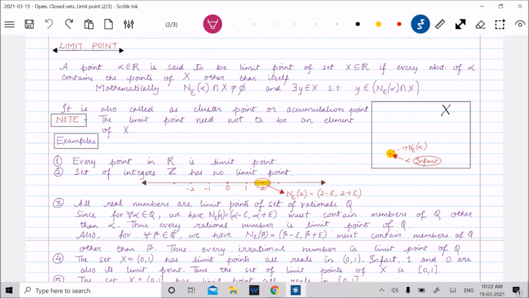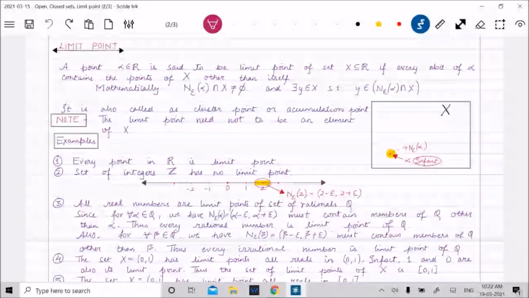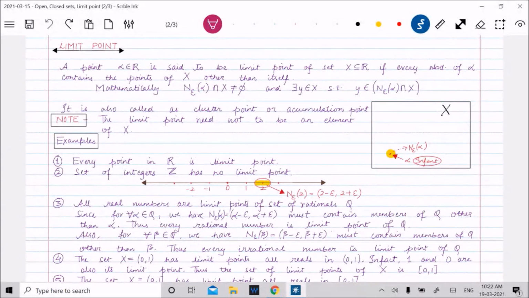Now we'll talk about the set of rationals. That is very important, and that will give you a clue that a limit point may actually lie outside the set. It's not always the case that a limit point resides inside the set. No, they may lie outside the set. A limit point need not be an element of the set we are talking about.